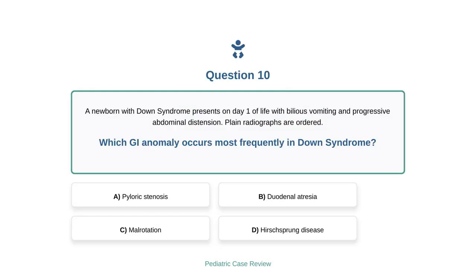A newborn with Down syndrome presents on day 1 of life with bilious vomiting and progressive abdominal distension. Plain radiographs are ordered. Which gastrointestinal anomaly occurs most frequently in individuals with Down syndrome? Option A, pyloric stenosis. Option B, duodenal atresia. Option C, malrotation. Option D, Hirschsprung disease.